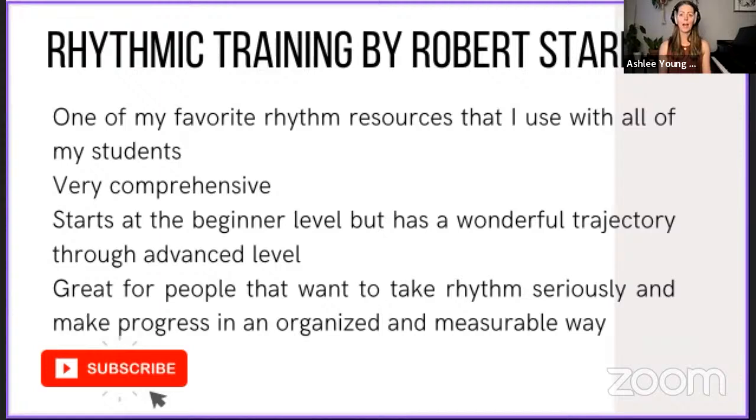It starts at the beginning, but has a really wonderful trajectory through a very advanced level. I have taken many people through the entire book, and when they are done with the entire book, they are a completely different musician than they were at the beginning. But even for beginners, you can start and go through the book very, very slowly. It could theoretically take you several years to get through the book. And so in that way, it's a great way to have one resource that you know will take you from the beginner stages all the way through and follow you along in your piano journey for years.